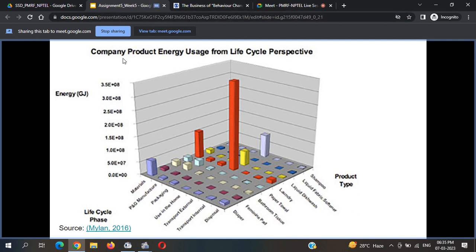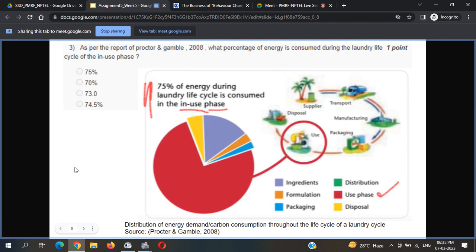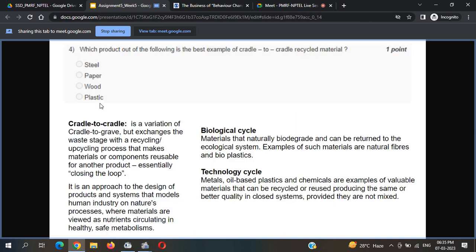Okay, coming back to our presentation, or to the question. I hope this question is clear to you. The answer to this question is 75%. So the energy used during the in-use phase of the laundry life cycle is 75%. Moving on to the next question.